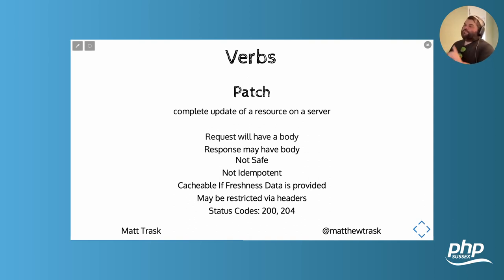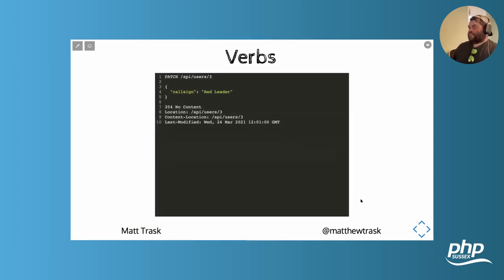But your request will have a body. Your response may have a body. It's not safe and it's not idempotent. It's cacheable and maybe restricted via headers as well. We may actually be able to tell the client, actually, you're not allowed to update this resource, with particular headers that we'll look at in just a second. 200, 204, you could do a 202, you could do a 201 as well. These are all acceptable status codes.